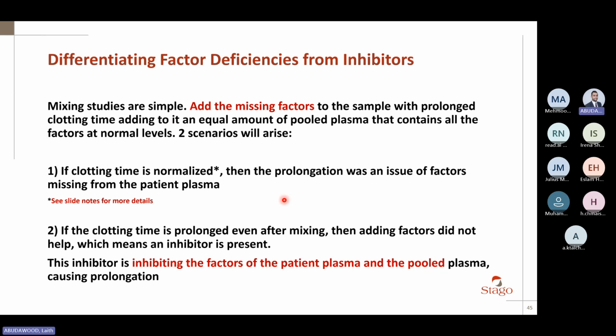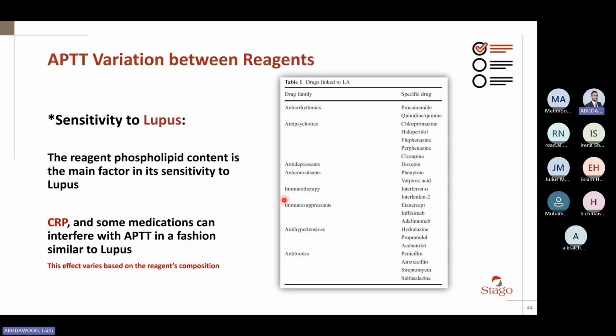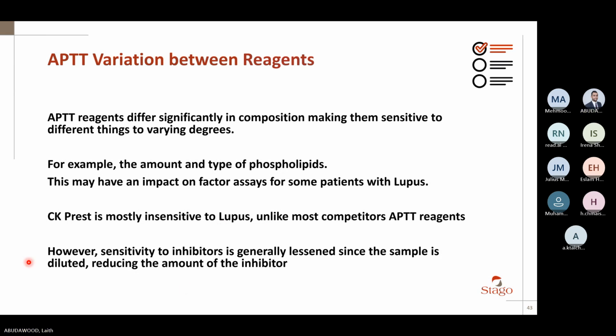The other points, as I said, are sensitivity to heparin and sensitivity to factor levels, and that's important. Now, remember I told you there is this line: sensitivity to inhibitors is just generally lessened since the sample is diluted. Now, if the patient, for example, has a high amount of lupus anticoagulant and you are using a lupus-sensitive APTT reagent, then your factor assay result might be impacted.